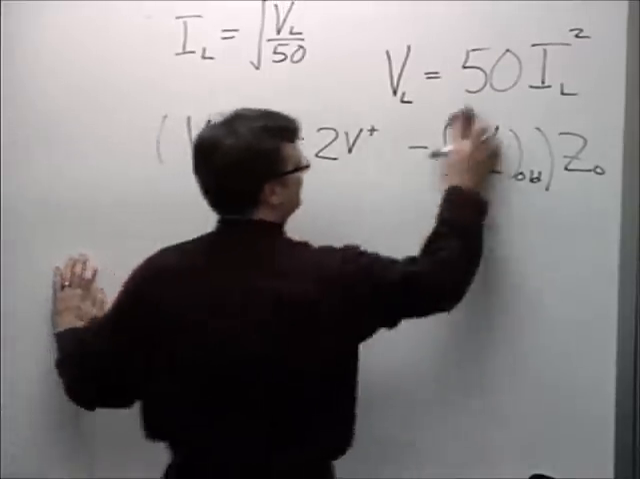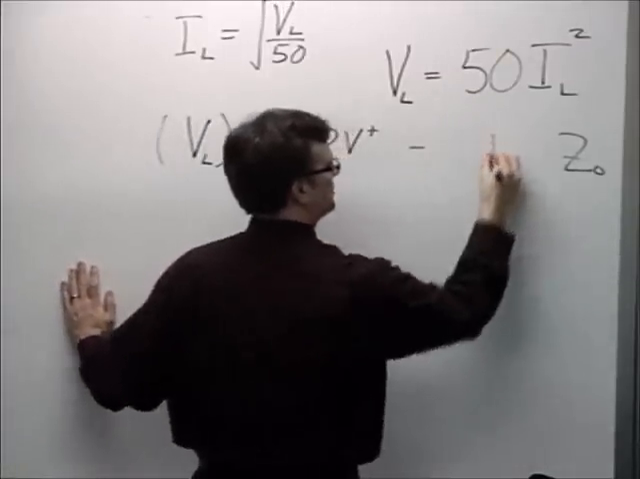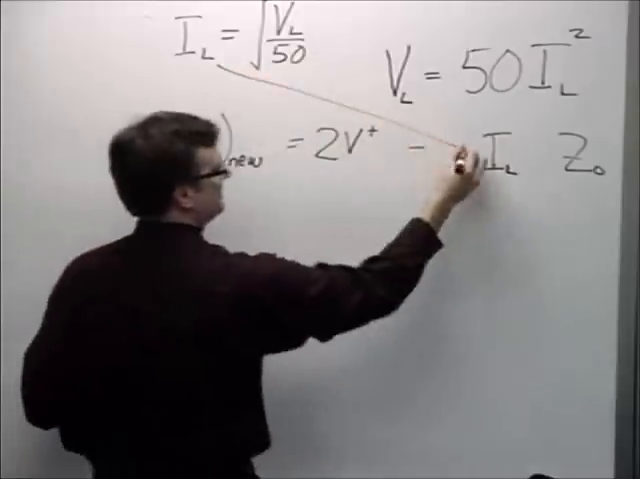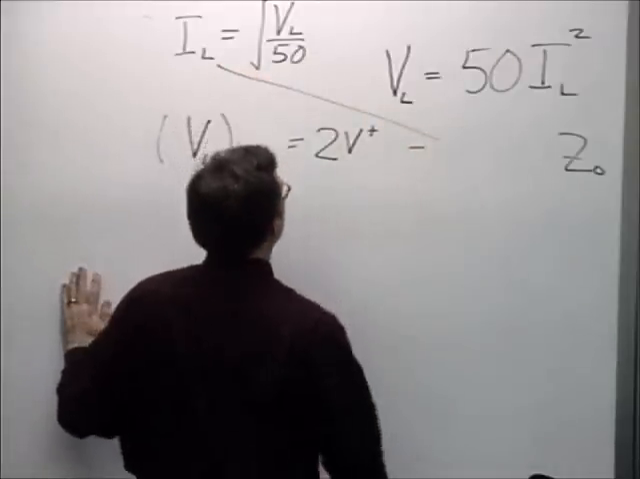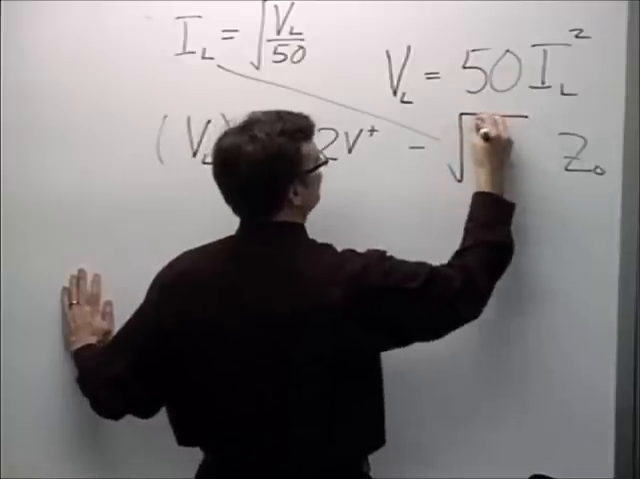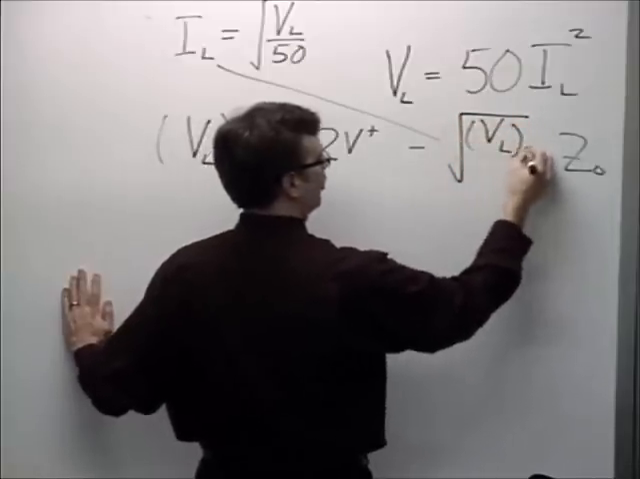But here, let's forget the functional dependence for a second. This was just an IL. I'm going to plug this into here. And this was basically the square root of VL old.